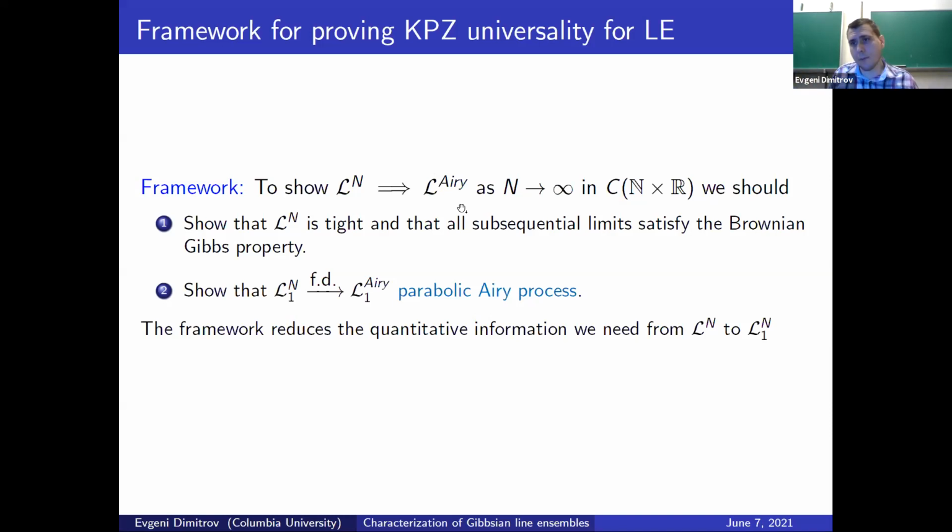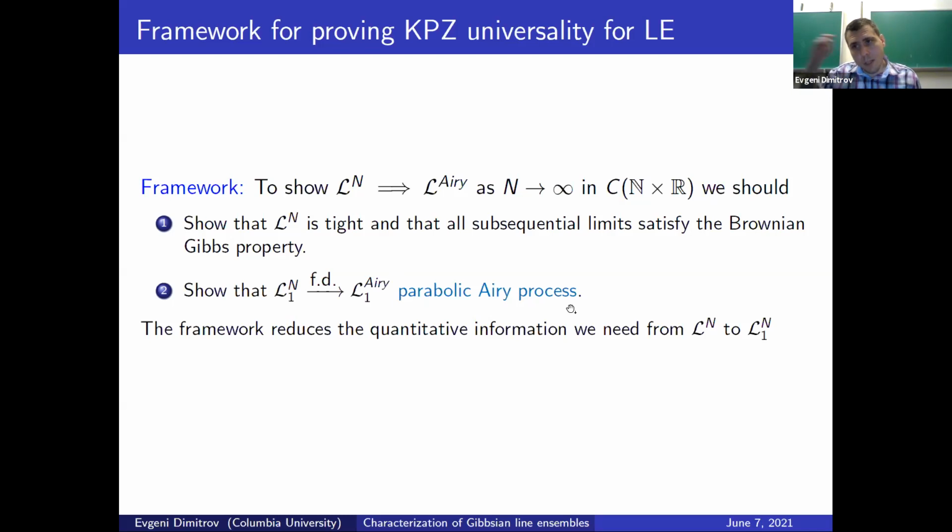Now, suppose you have established these two statements. How does the first theorem that I mentioned basically tell you that you're done? If you have a sequence L_n and you know that it's tight, then you know that you have a subsequential limit. Now pick one of those subsequential limits. What do you know about it? The first condition tells you that it satisfies the Brownian Gibbs property. And the second condition tells you that any subsequential limit has to have the top curve equal to the parabolic Airy process.